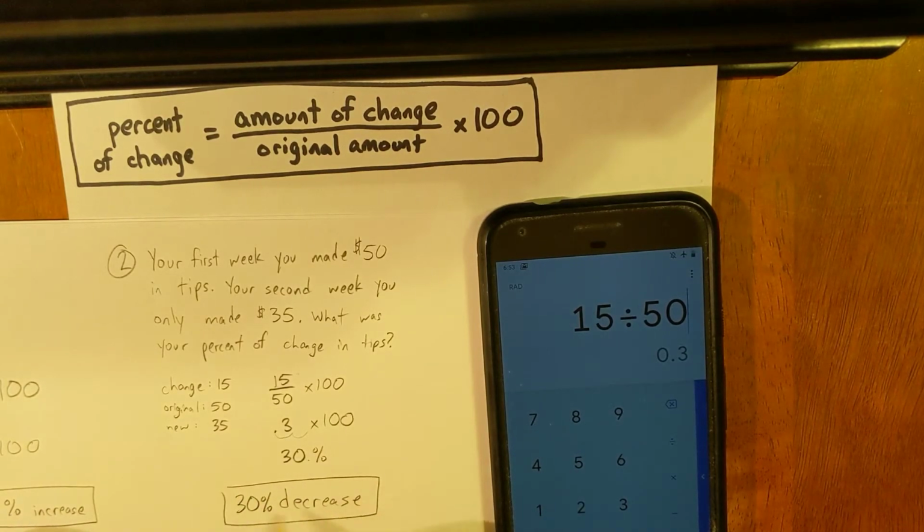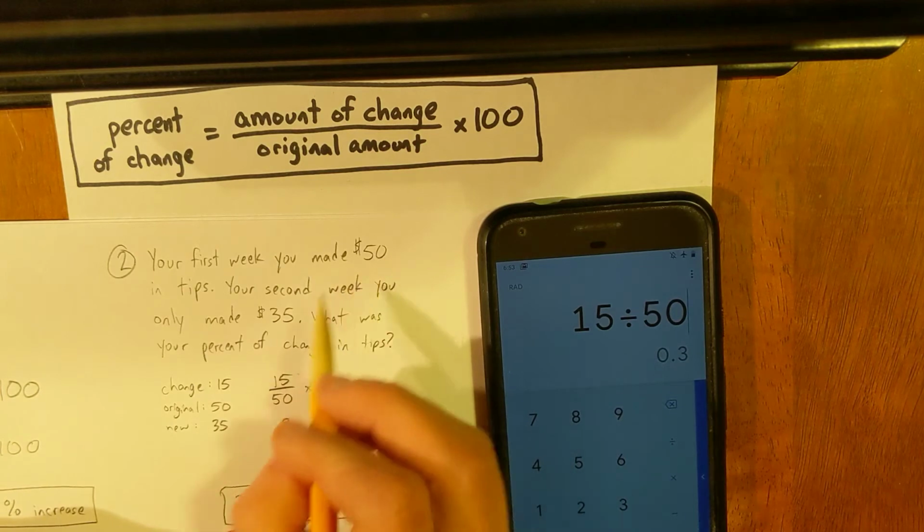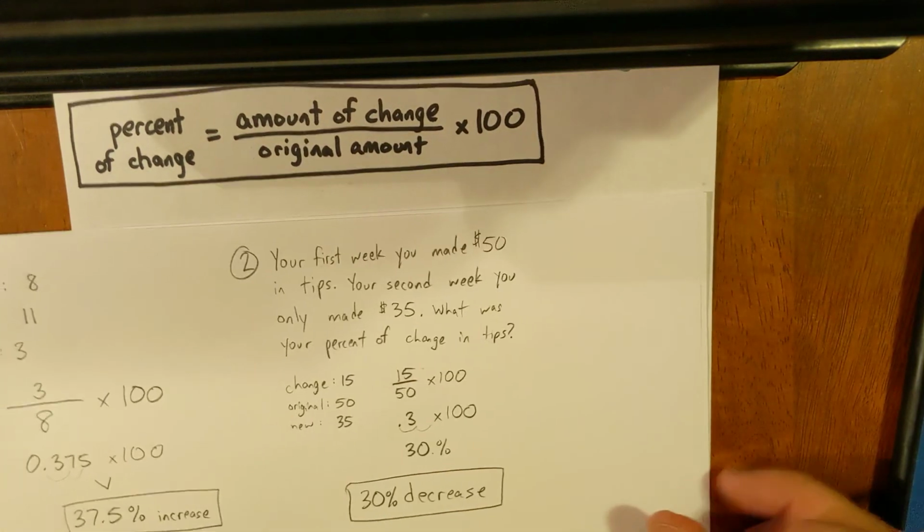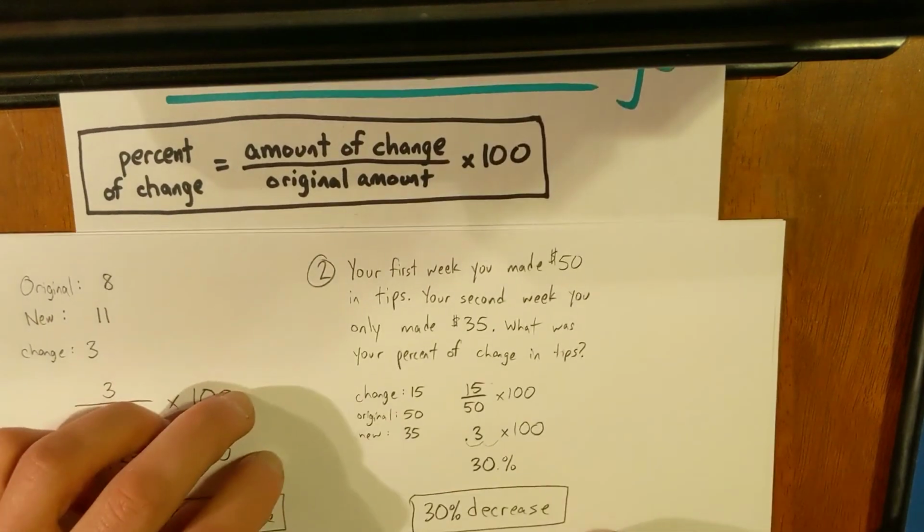Okay, if you did not write your decrease down beforehand, at this point you could say, oh, well, let me check. We went from 50 down to 35, so that is a decrease. Okay, and just like that, we're done. We had a 30% decrease in tips. That is how percent of change works. Just make sure you do include that direction, and you're good to go.